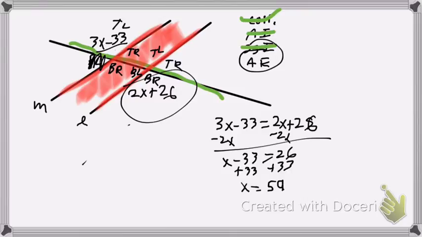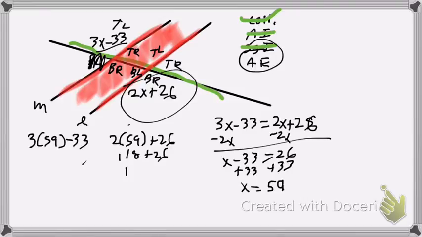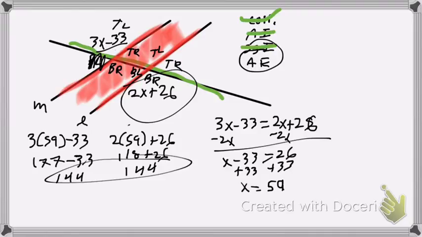If we plugged that back in, we'd get 3 times 59 minus 33, and 2 times 59 plus 26. That would be 118 plus 26, or 144. Over here, we have 177 minus 33, or 144. Because those two match up, we know we did it right. Because they're congruent, the measures of the angles are equal to each other. That would be number 15, I believe, on page 161.